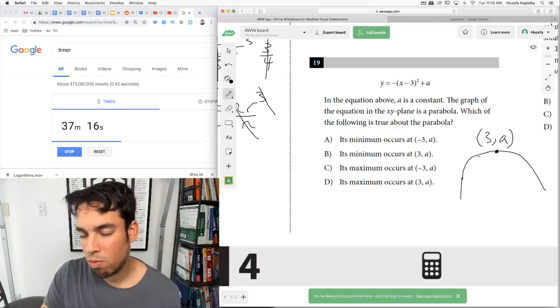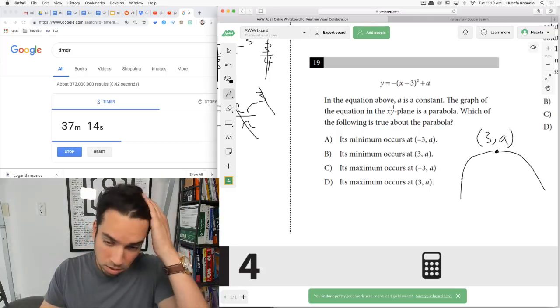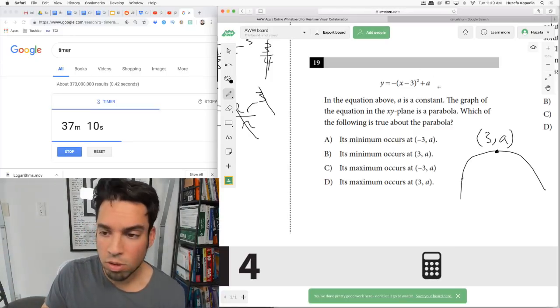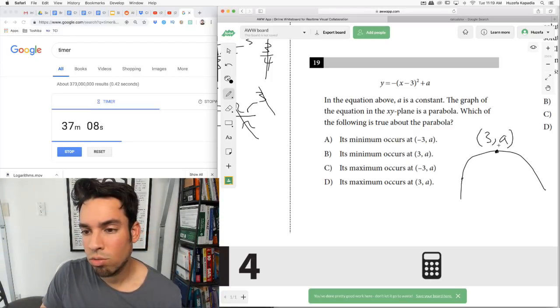Because that's vertex form. Whatever the x is subtracting, it's the x value of the vertex, and then that's the y value. So it's 3, comma, and it's positive because it's x minus plus.